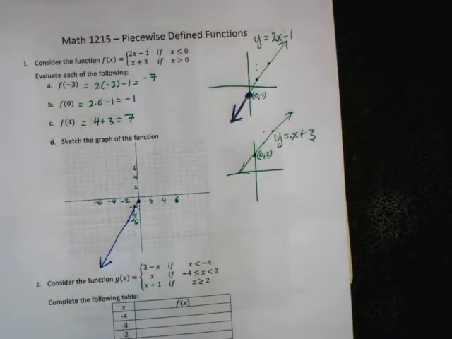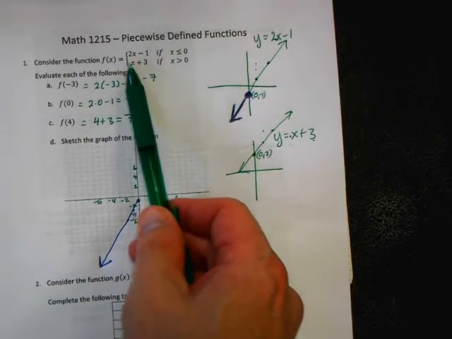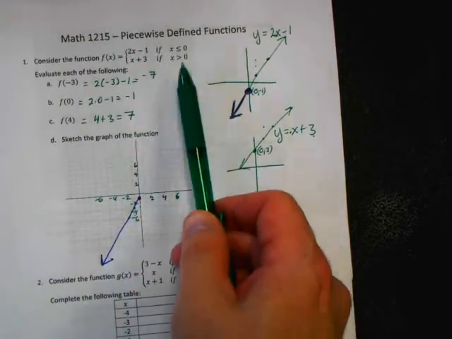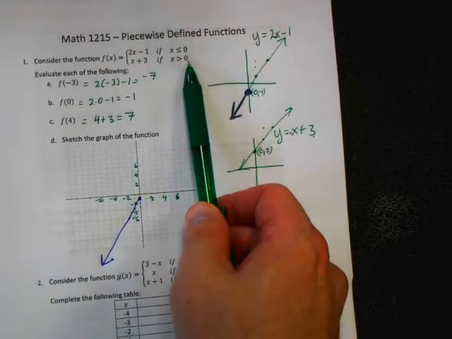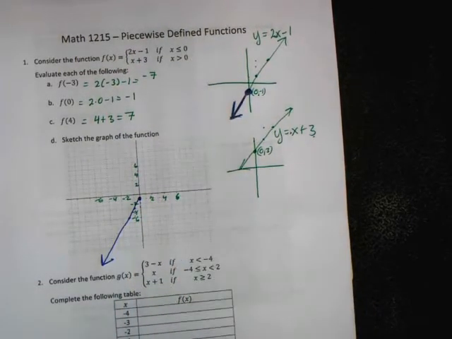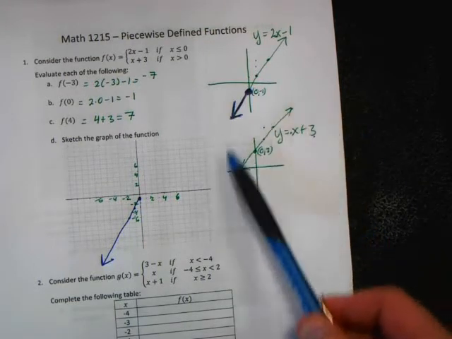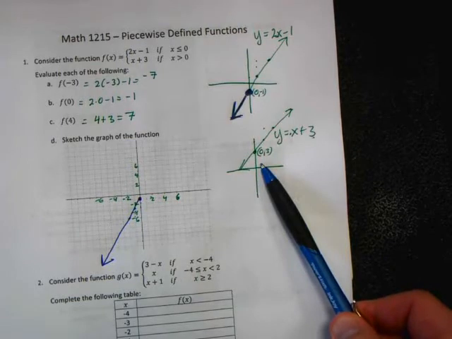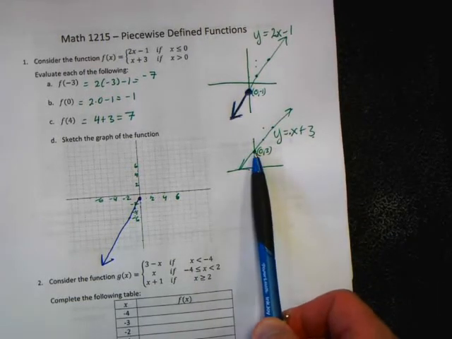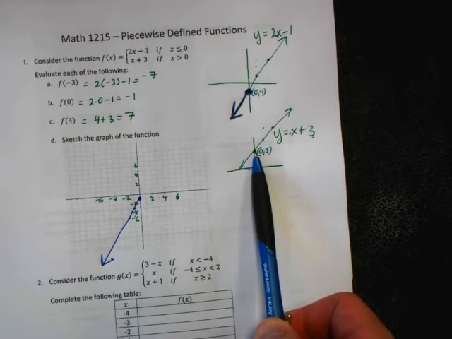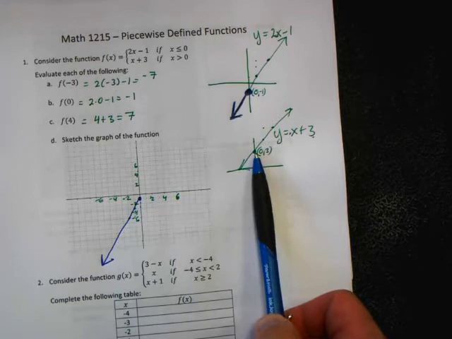And then I do the same thing with the other one. The other one, I want the graph of x plus 3, but I only want it when x is bigger than 0. So what do I want? I want to go to the right. What's going to happen right at this point, 0, comma 3? Am I going to put a dot there? Circle. A circle. Excellent. Why would I put a circle there and not a dot?